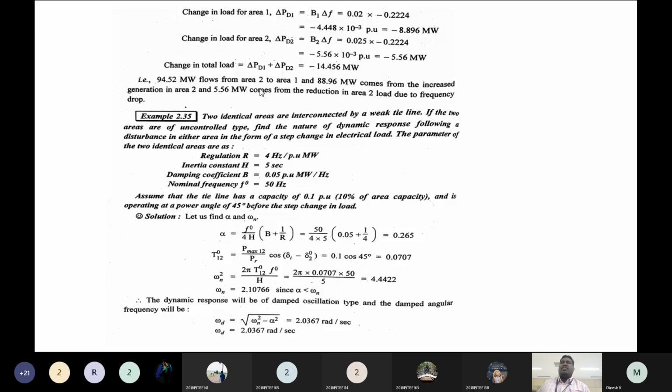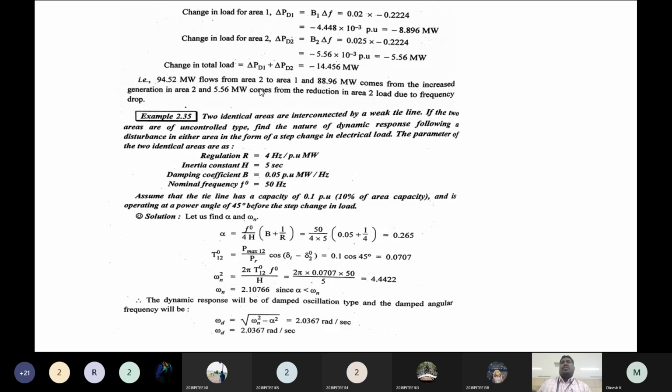And T12, that is the tie line, is P max 12 by P_r cos(delta1 minus delta2 0). So it is 0.1 cos 45, 0.0707. And omega n square is nothing but 2 pi T12 f0 by H. So 4.4422. If you take the square root of omega n square, you have 2.10766.